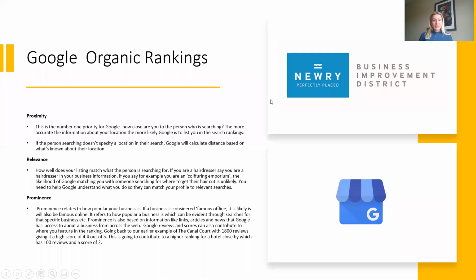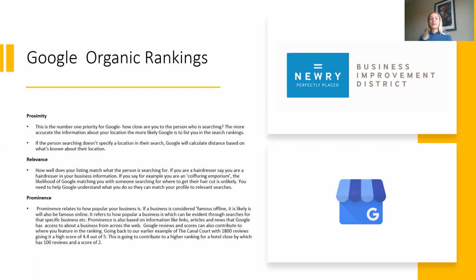So again, this is something that I think is important. It's a little bit of background, but when you look at Google organic rankings, there are three key things that Google looks for when profiling a business and deciding where to rank it. Organic rankings are anything that you haven't paid for. So Google will look for proximity, relevance, and prominence.